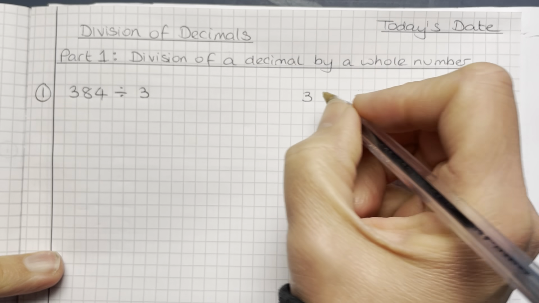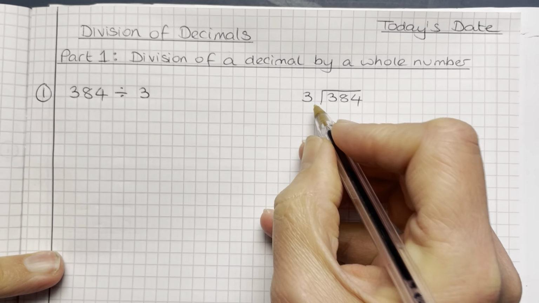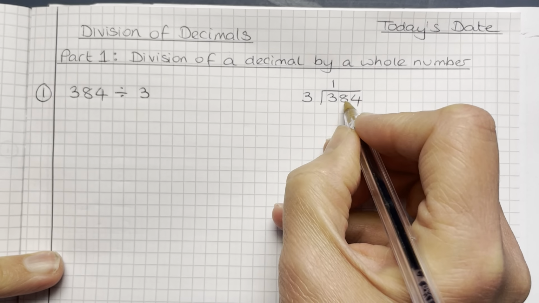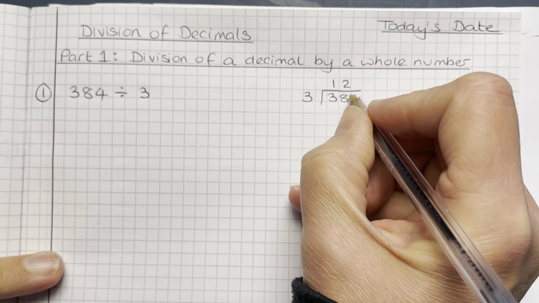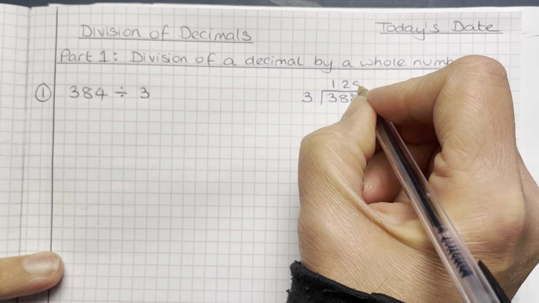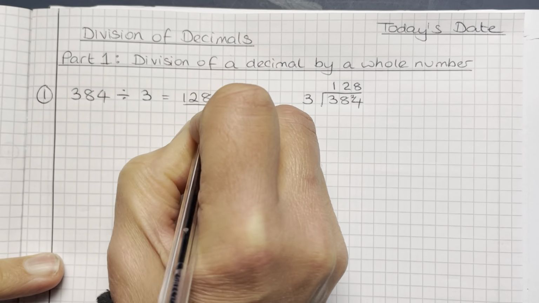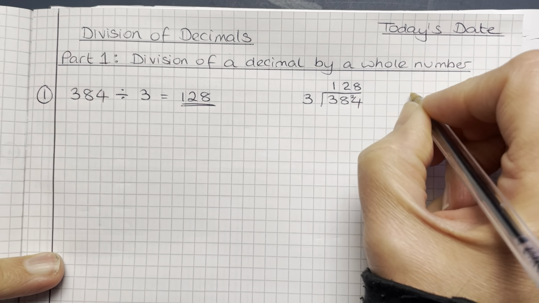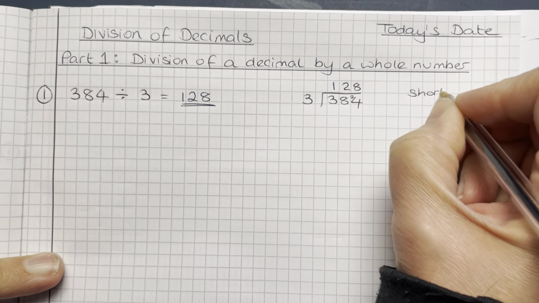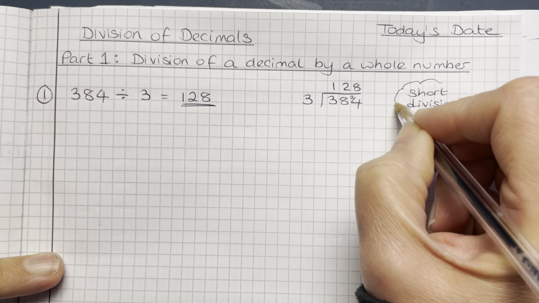If we're using our short division, 3 goes into 3 once, 3 goes into 8 twice, remainder 2, 3 goes into 24 8 times. So we have our answer of 128 using short division.